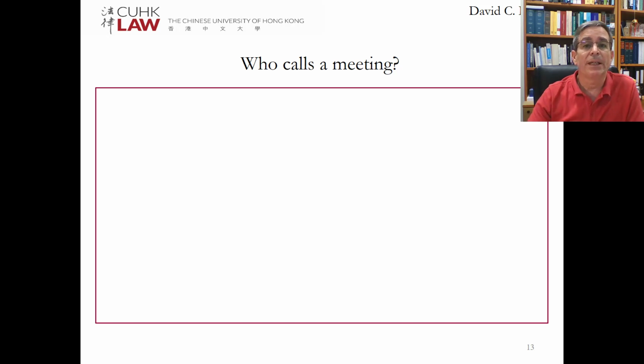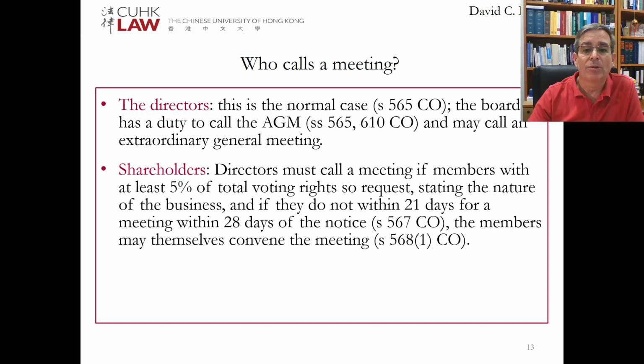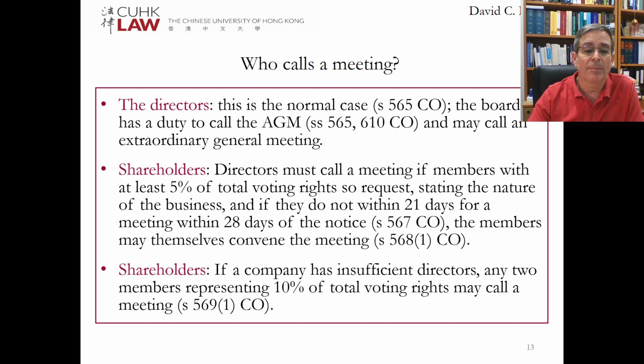So the power to call a meeting will vest primarily in the board, although the board can be prompted to call a meeting. So essentially the directors have this power under section 565, and then we do have the possibility of 5% of the total voting rights sending in a request to the board to call a meeting. And then if the board is for some reason dysfunctional, let's say there is a plane crash and a number of directors are deceased, the members themselves, 10% of the members, may call a meeting with a dysfunctional board.